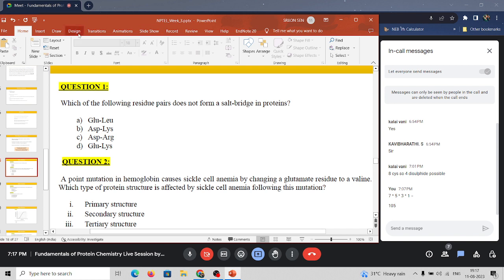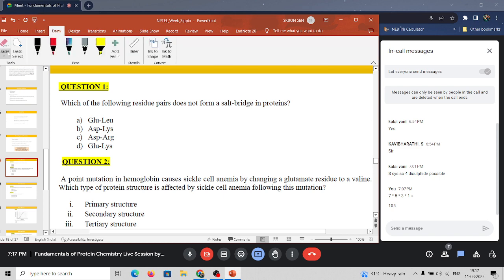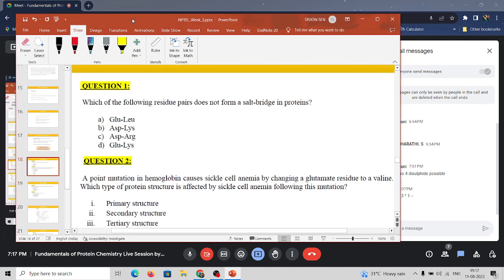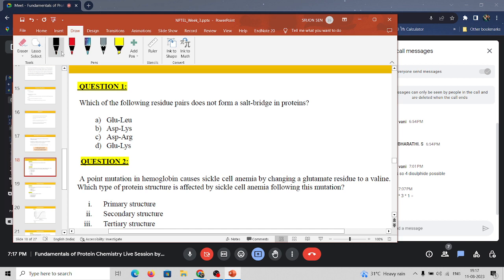Okay, salt bridge. But the one that would not form is your glutamic acid and the leucine. So that's why A is the correct answer.